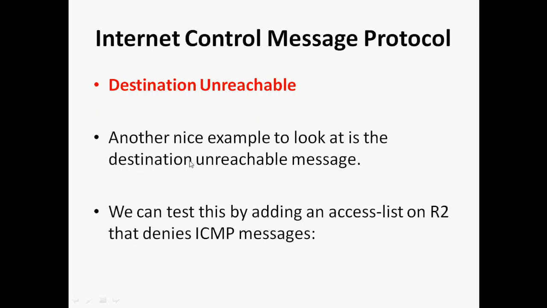Okay, next one, destination unreachable. For destination unreachable, I will show you another example. Here I will configure an access control list on the R2 router to filter the ICMP traffic. Again I am trying to ping from R1 to R2, and I will show it in Wireshark.